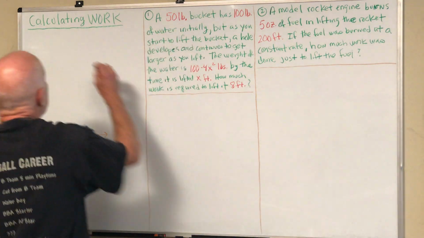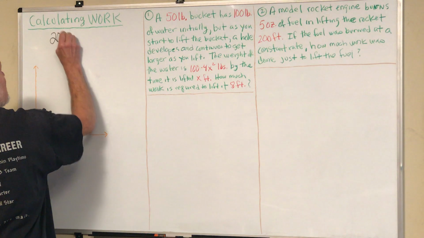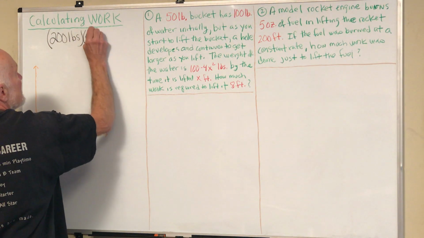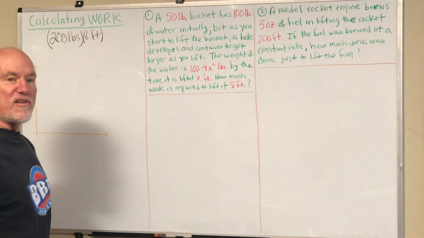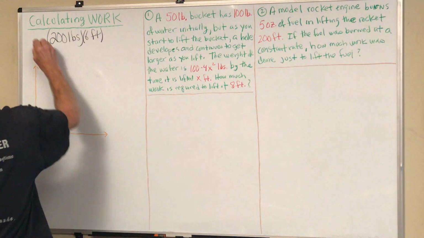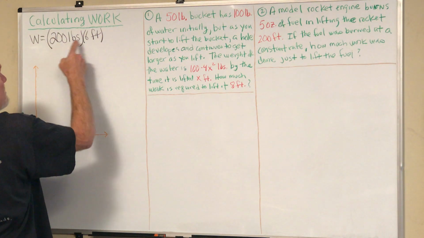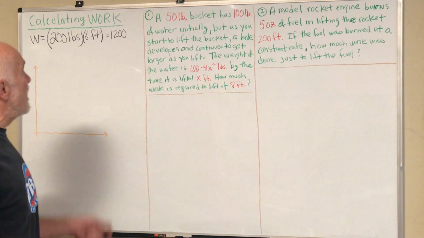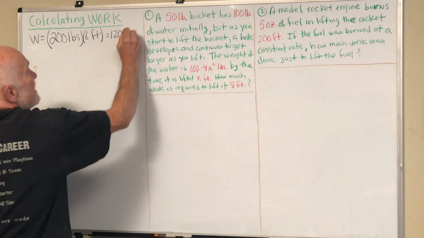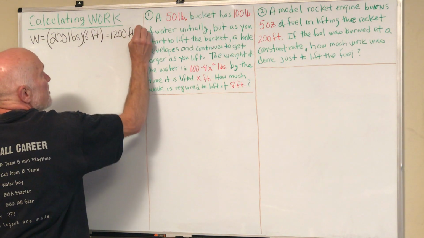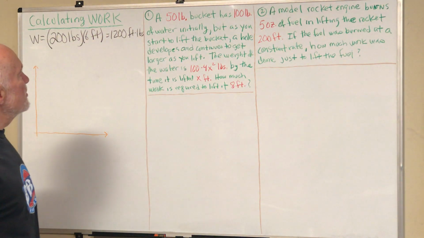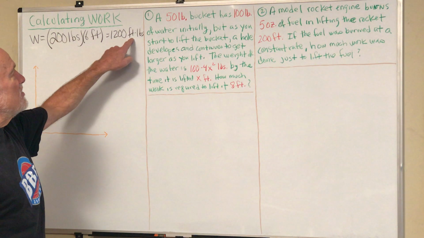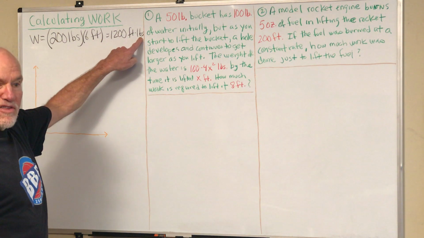I took 200 pounds and lifted it 6 feet. So the calculation for work is just force times distance. So I did 1,200, and what would the units be called? Since you're multiplying, they'd be called foot-pounds. So this is a unit of weight or force, and this is a unit of distance.